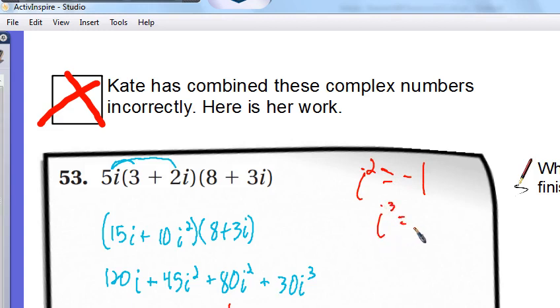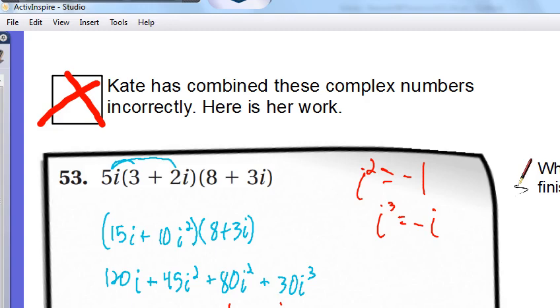Take a look at your ghost from last time. Negative I. So this is negative I. And so this becomes 120i plus 125 times I squared. I squared is negative 1, so we have 125 times negative 1, negative 125. Then we have 30 times negative I, negative 30i.